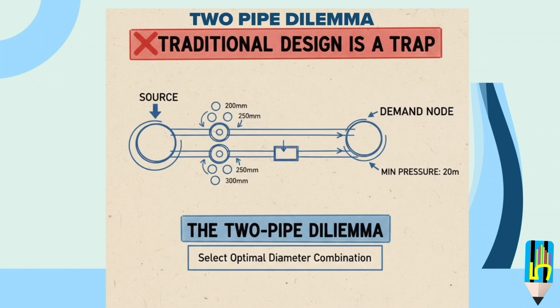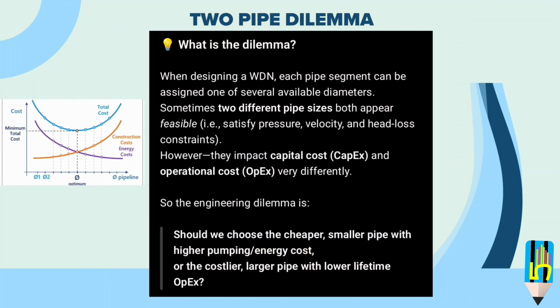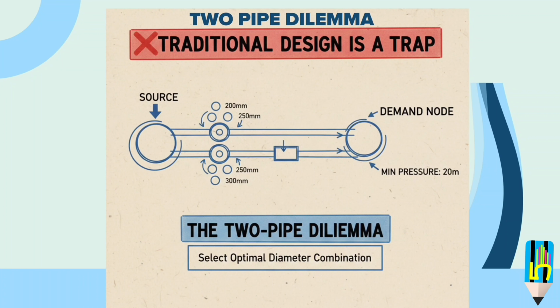So the problem is that traditional design is a trap, and we can see this with this simple example, which is known as the two pipe dilemma. Now we have a source, a demand node, and two pipes. We need to select the optimal diameter from a handful of options. Let's say 100 millimeter, 200 millimeter, 300 millimeter, to meet our minimum pressure requirement, let's say 20 meters.